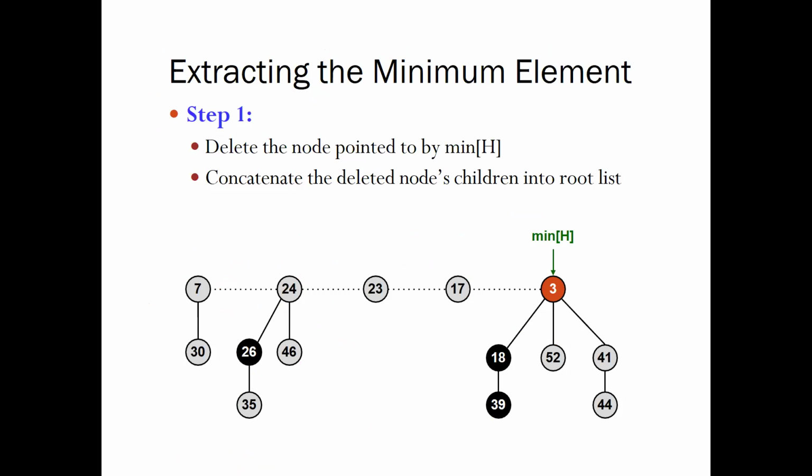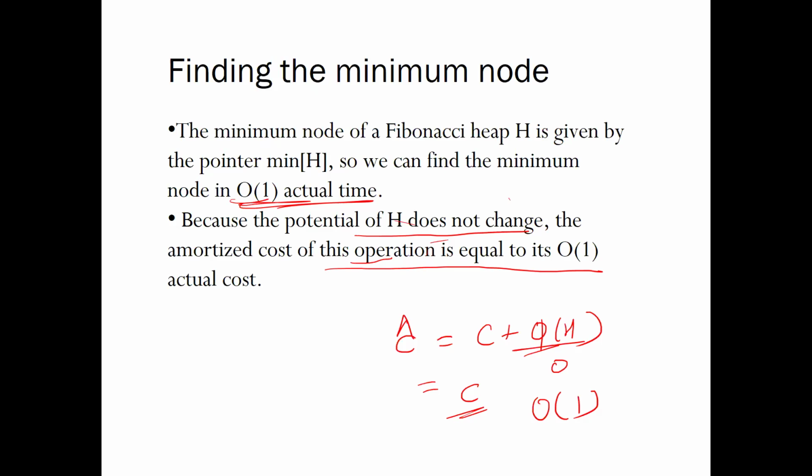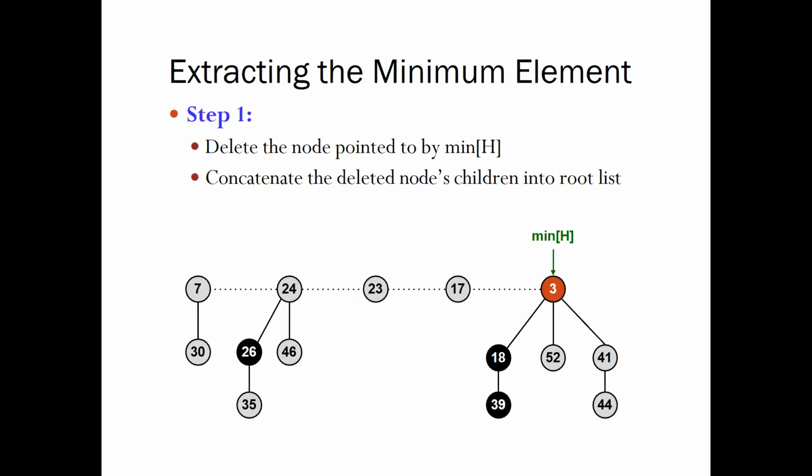Now extracting the minimum. This is one of the important algorithms because here you're going to get a change. Extracting the minimum is basically, we found out how to find the minimum. That was just going and finding out min of h, the key value under min of h. It takes O of 1. No cost is involved. But when it comes to extracting, you're deleting something from the tree.